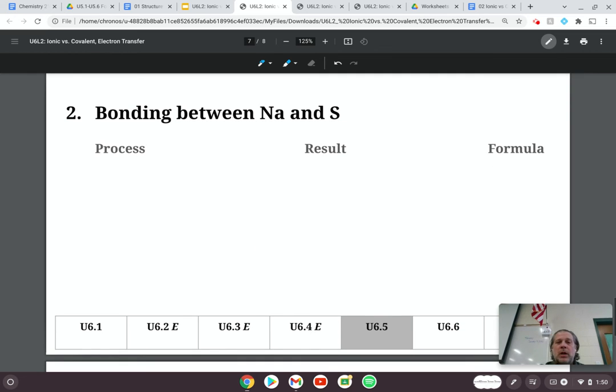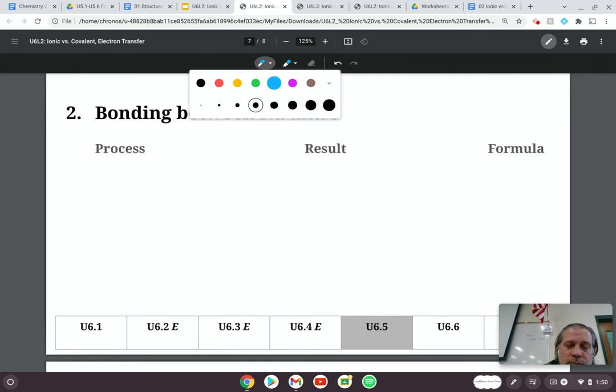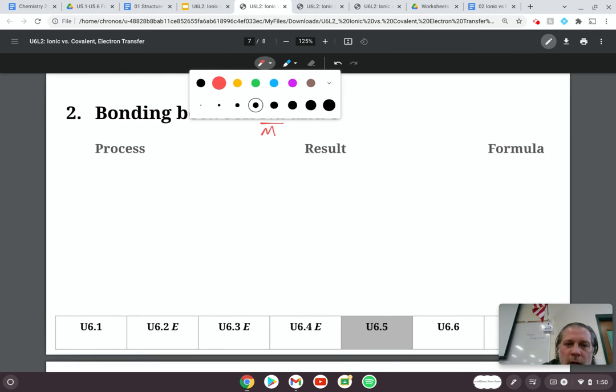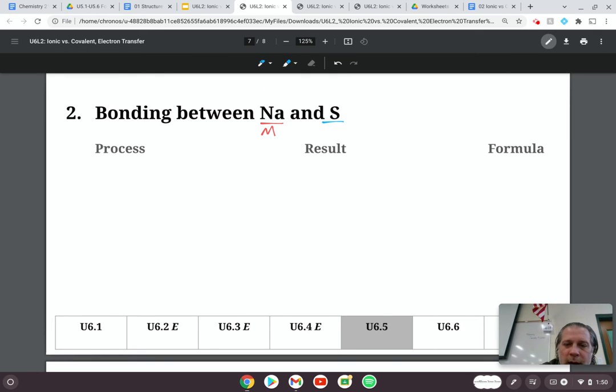Okay. So sodium, I know to be a metal. Sulfur, I know to be a nonmetal. Sodium has 1 valence electron. Sulfur has 6 valence electrons.